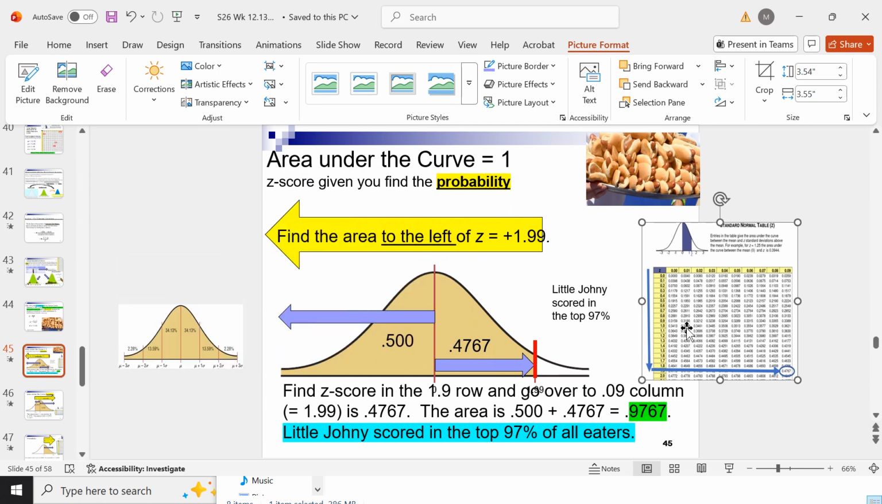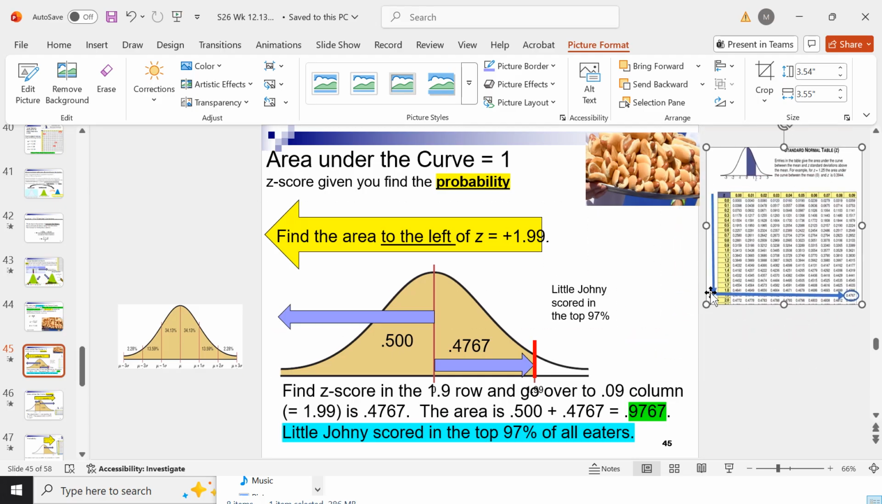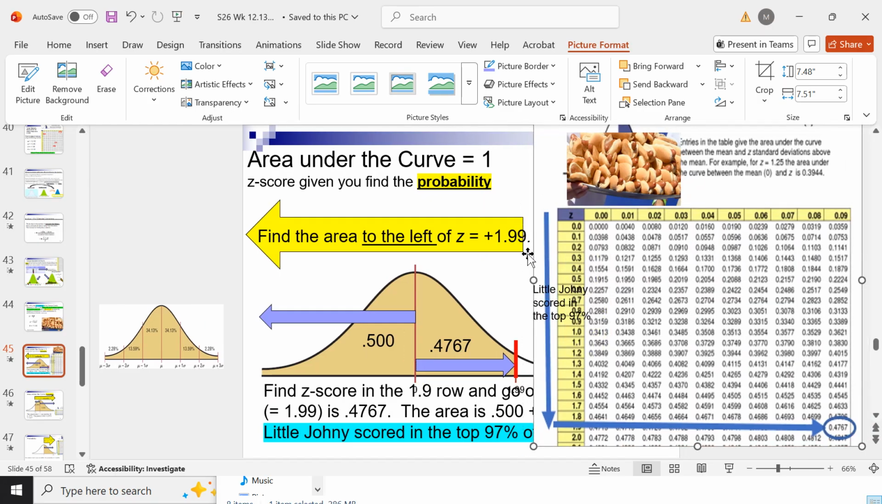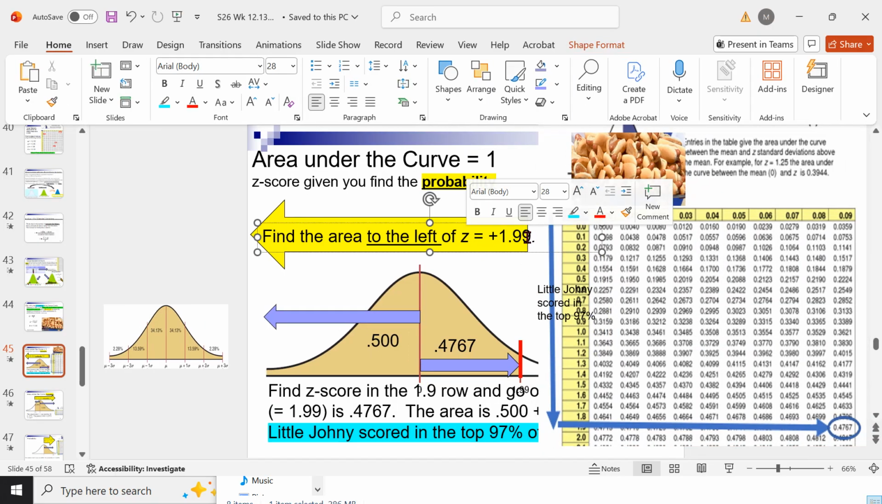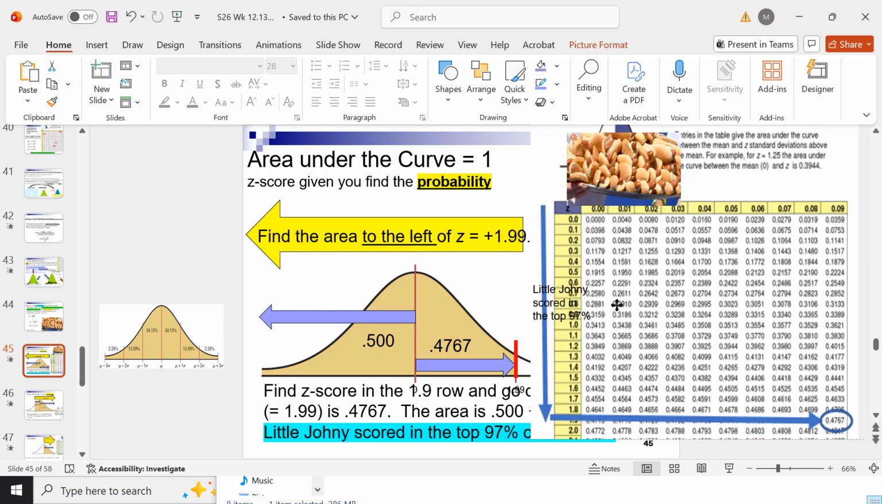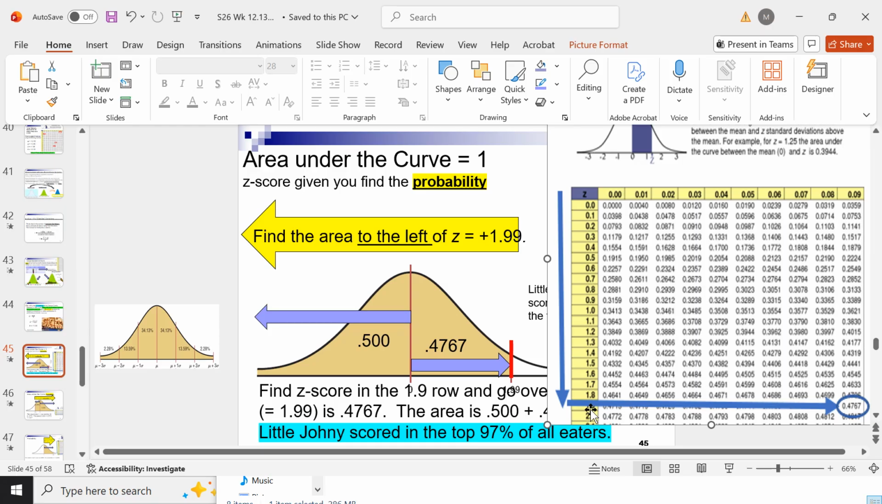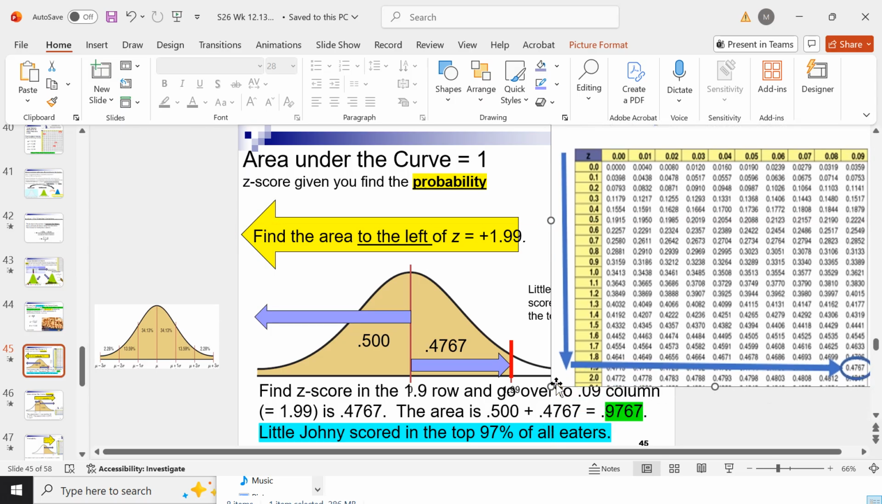Now what we do, and I've got the arrows all lined up here for you, is find a Z-score of 1.99. Let's have a look. You'll see there 1.9, and then 1.99 is 0.4767, so that's 47.67%.